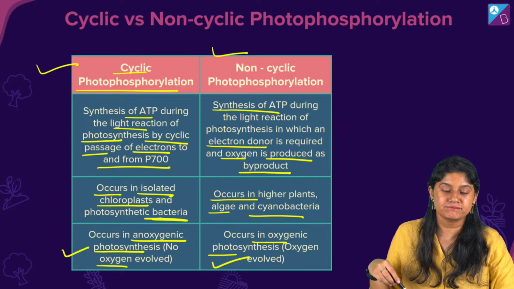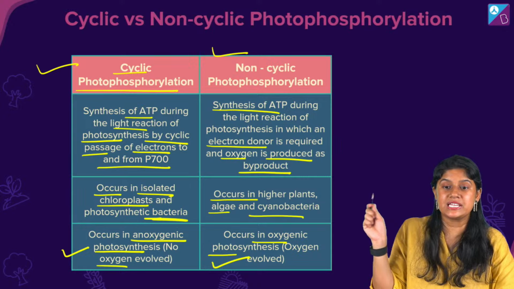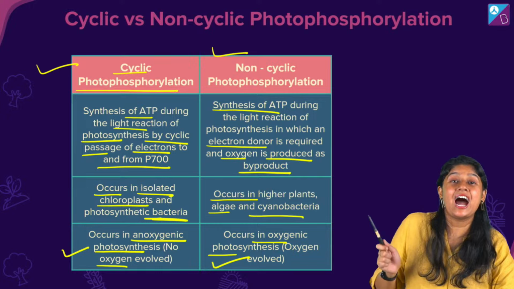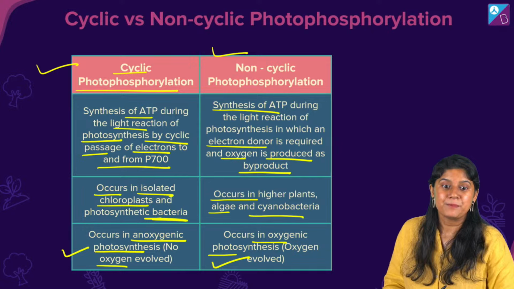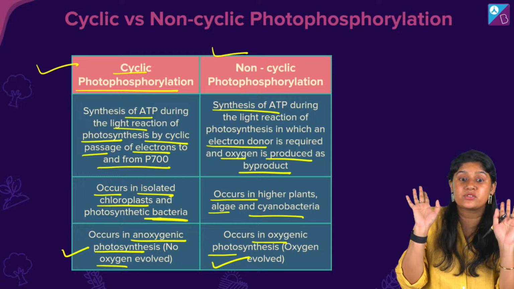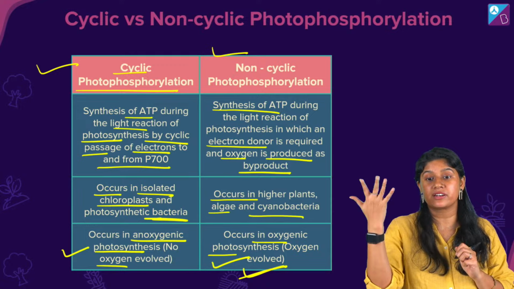In which of these systems, in which of these cycles? Non-cyclic photophosphorylation, right? Yahan pe PS2, P680 pe dekhenge hum log splitting of the water. P700 hai to kuch nahi hai, theek hai, wo to cyclic ho gaya. In non-cyclic we will see, and that is the reason humare paas mein oxygen ka release hai. PS1 mein oxygen ka release nahi hai.